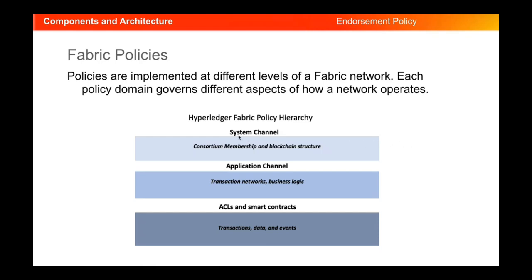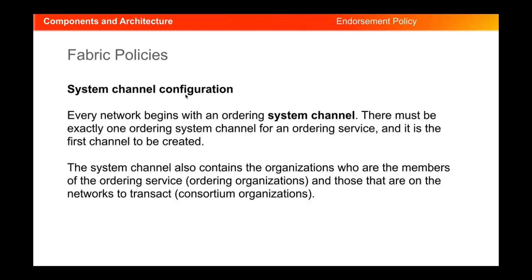You have the system channel, which can manage consortium membership and blockchain structure. You have the application channel, which can manage transactions on the network and the business logic. You have the access control list, which is ACL, and smart contracts, which can manage the transactions, data, and events. We'll look into how the system channel, application channel, and ACLs can be configured in the coming sections. So, system channel.